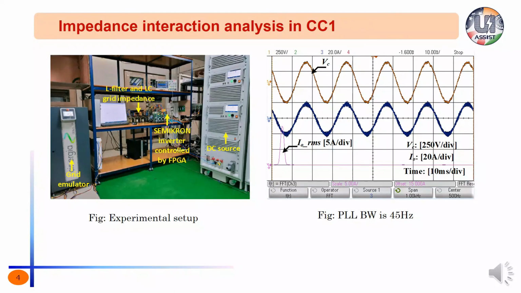This is the experimental setup used to validate the analysis. The control system is implemented in an FPGA platform. Looking into the waveforms obtained from the experiment, for 45 Hz PLL bandwidth with current controller 1, the system is found to be stable. The corresponding A phase PCC voltage and current along with the frequency spectrum of inverter output current are shown. Since the system is stable, the frequency spectrum has only the 50 Hz component.